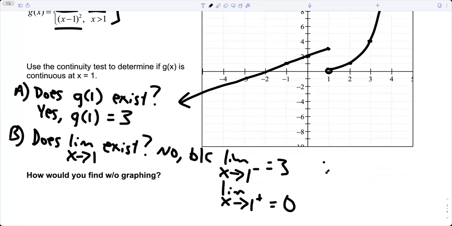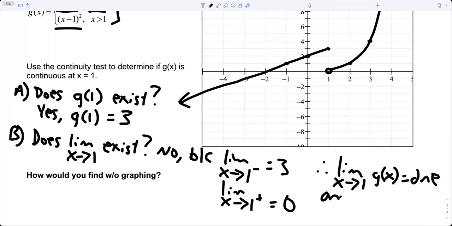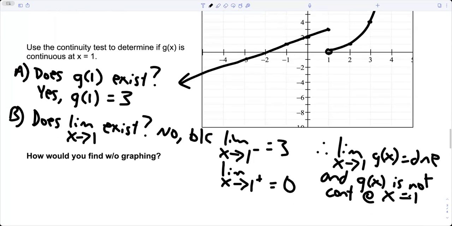Therefore, the limit as x approaches 1 of g of x does not exist. And I can also say g of x is not continuous at x equals 1. Okay, you got it? Any questions on that?